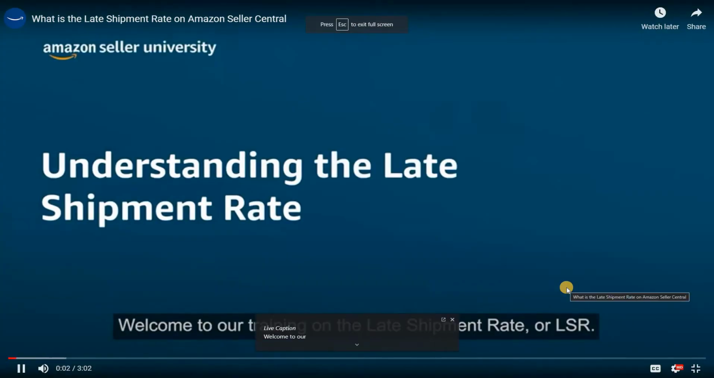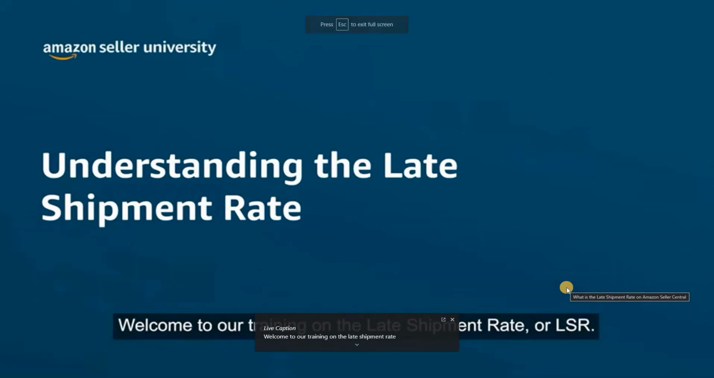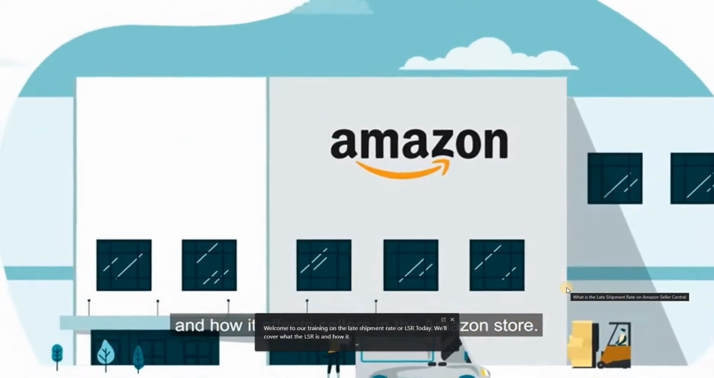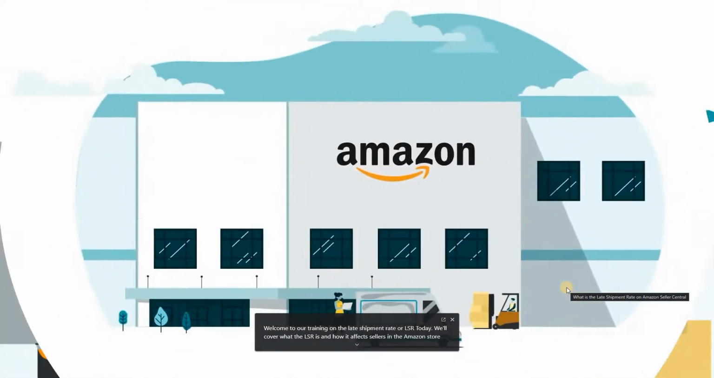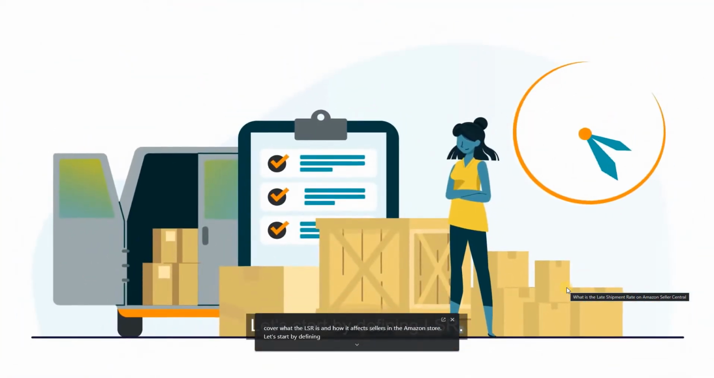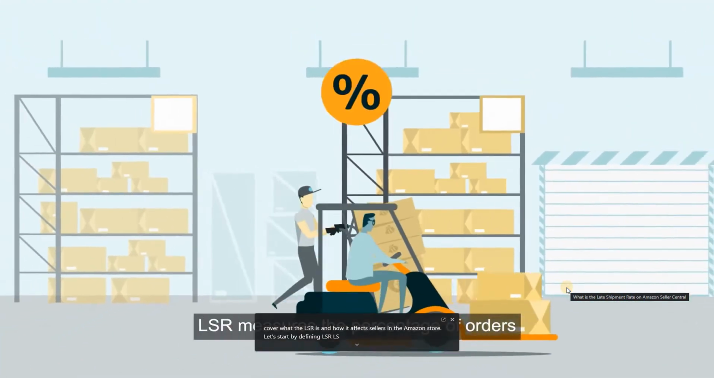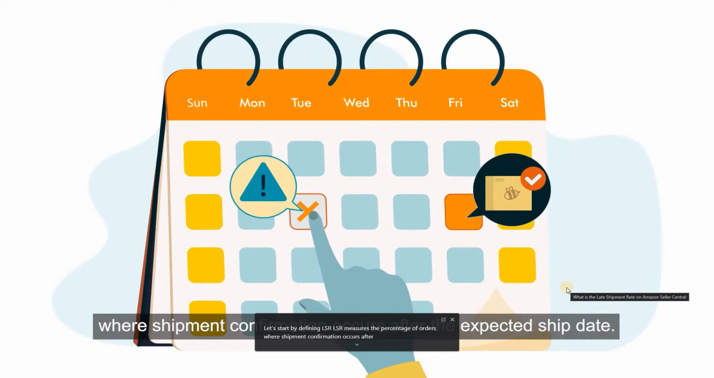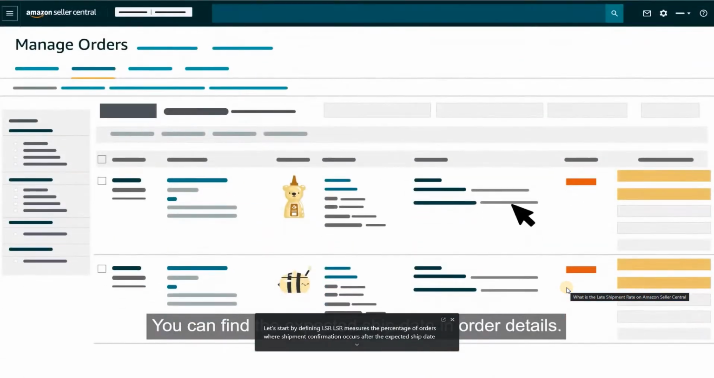Welcome to our training on the late shipment rate, or LSR. Today we'll cover what the LSR is and how it affects sellers in the Amazon store. Let's start by defining LSR. LSR measures the percentage of orders where shipment confirmation occurs after the expected ship date. You can find the expected ship date in order details.